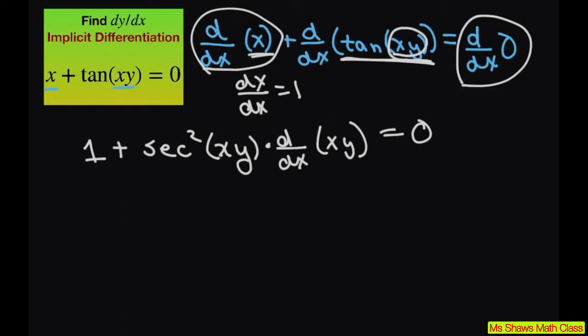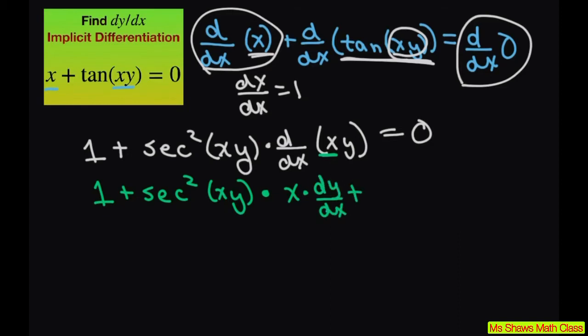All right, so now we have 1 plus secant squared of xy times, now we're going to write down your x, so that's just x times the derivative of y, so it's the derivative of y with respect to x. Plus, we write down the y times the derivative of x, which is just 1. And again, 1 times 1 is 1. So there's that, equals 0.